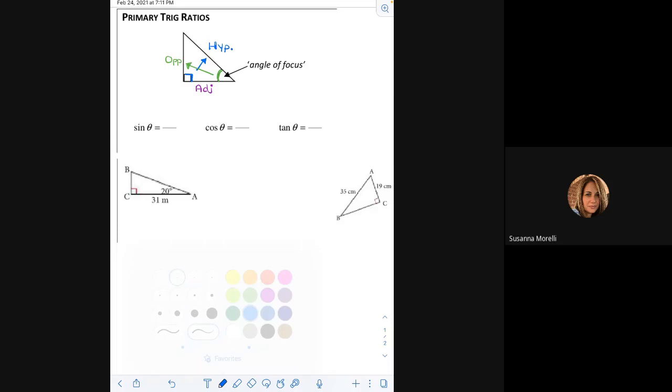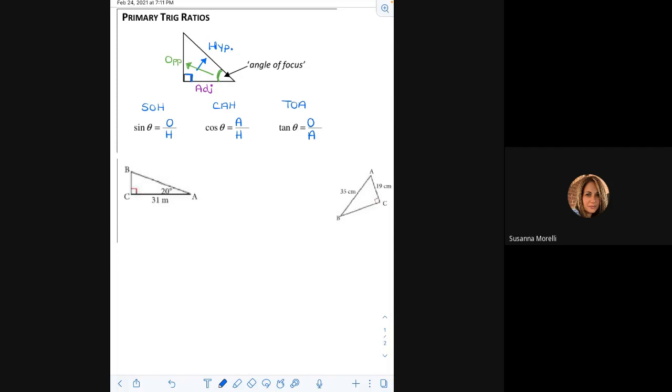Now the primary trig ratio sine theta is opposite over hypotenuse. Cos theta is adjacent over hypotenuse. And tan theta is opposite over adjacent. You often hear people refer to this as Soh Cah Toa. That is a way to help remember the trig ratios. S is for sine, O is for opposite, and H is for hypotenuse, and the same with cos, and the same with tan.